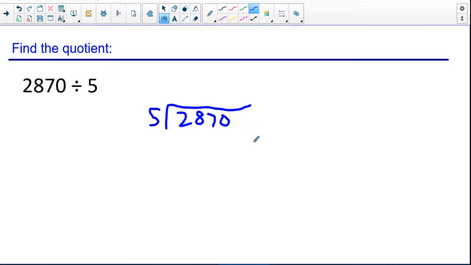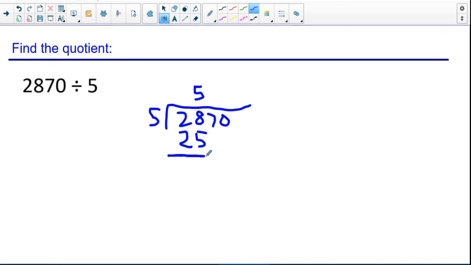All right. So the steps for this, first you want to see, does this number out here go into 2? Can I divide 5 out of 2? No, that's too small. I can't even divide it out of there once. So I would go to the next digit here, 28. Can I divide 5 out of 28? And the answer to that is yes. I could do 5 times 5, and that would give me 25.